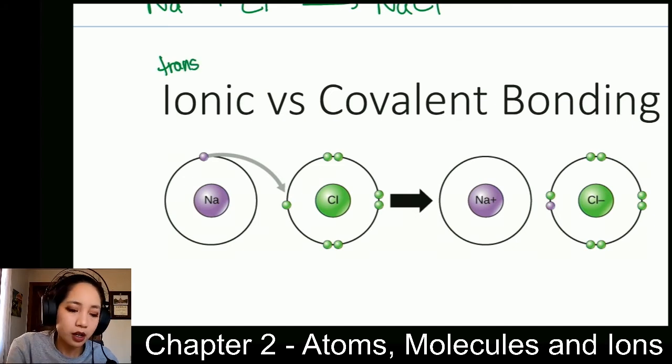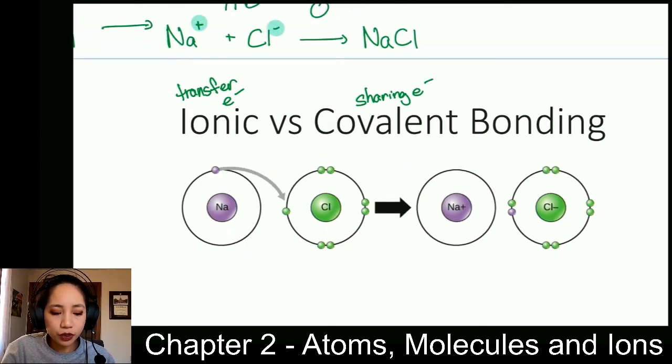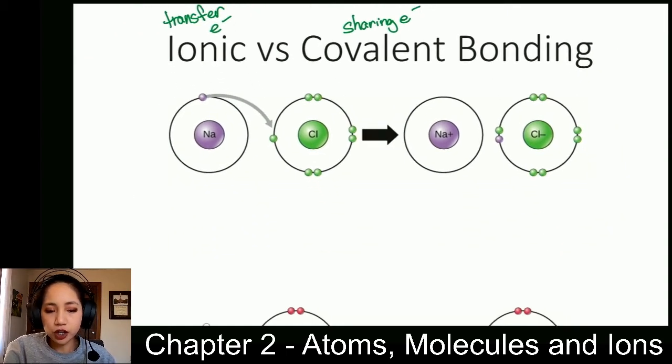Those bonds are dictated through the transfer of electrons, while covalent is the sharing of electrons. So I'll show you what that means. In this picture, I have salt. So we're looking at salt again, sodium chloride. In this first picture, I'm just showing the outer shell electrons, which we'll get to in a later chapter.